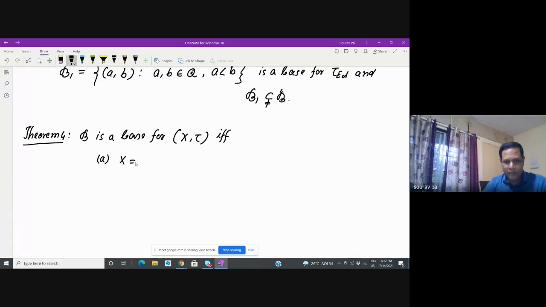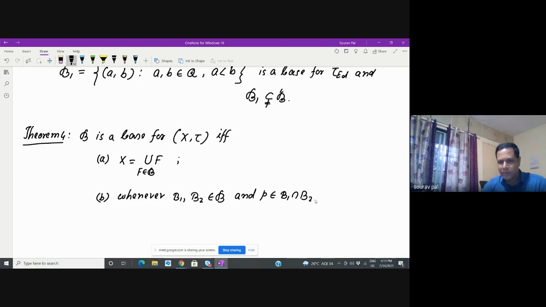Number one, X is the union of all members of this collection, and number two, whenever you have two members B1 and B2 from the collection and you have a point x from their intersection, there exists a third member B3 from the same collection such that x lies in B3, and B3 lies within B1 intersection B2.